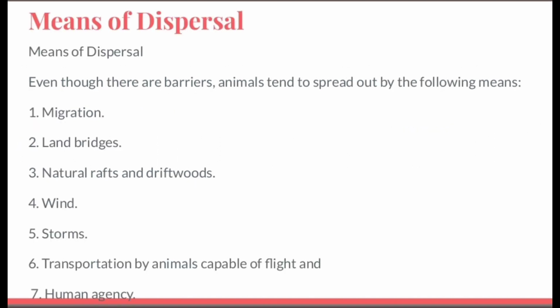Means of dispersal. Even though there are barriers, animals tend to spread out by the following means: migration, land bridges, natural rafts and driftwoods, wind, storms, transportation by animals capable of flight, and human agency.